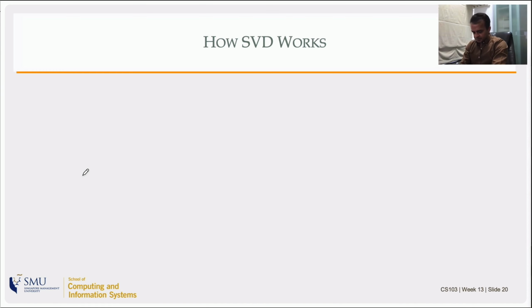Now let's talk about how it does its magic. What we want is this. We have a mapping matrix that takes vectors from Rn and gives you vectors in Rm. It's a mapping from Rn to Rm. And let's say the rank is R.